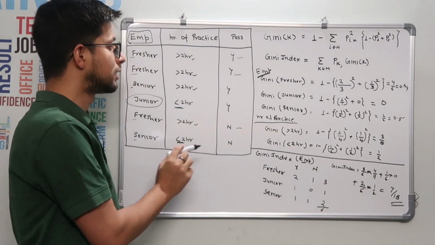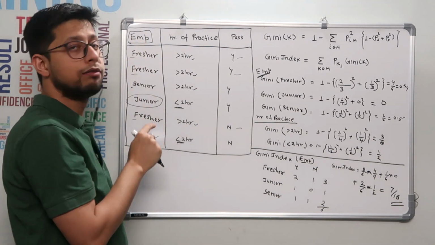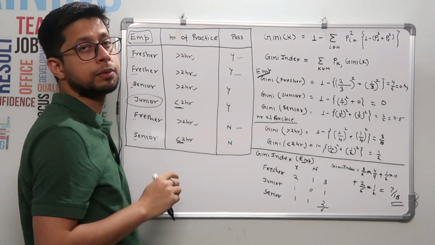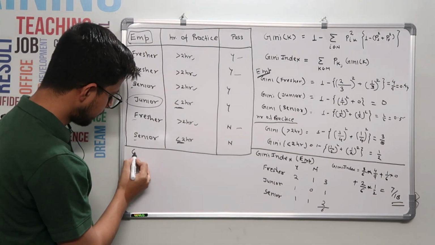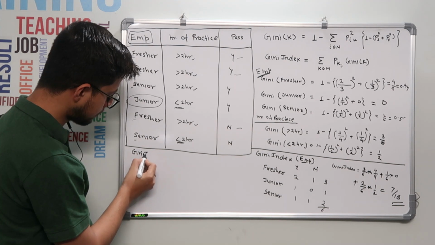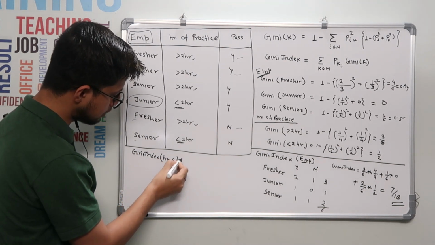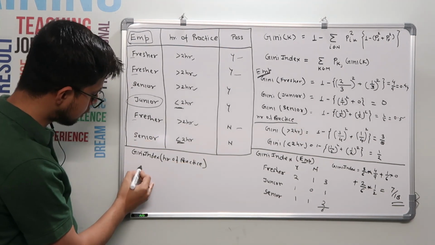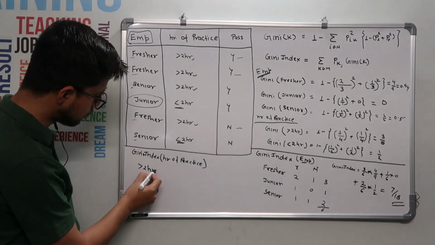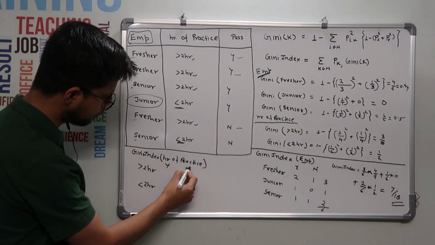Let's calculate the same thing for hours of practice, because we don't know whether employee will be the first node or hours of practice will be the first node, correct? So let's calculate the same thing for hours of practice. So Gini index for hours of practice, okay? So there are 2 categories, greater than 2 hours and less than 2 hours, okay? And with respect to y and n.